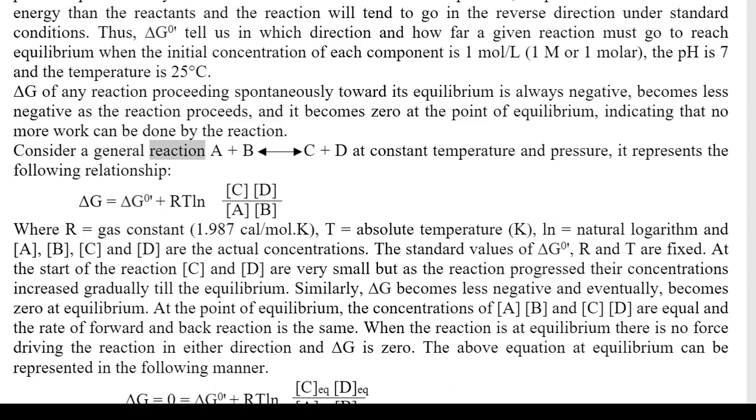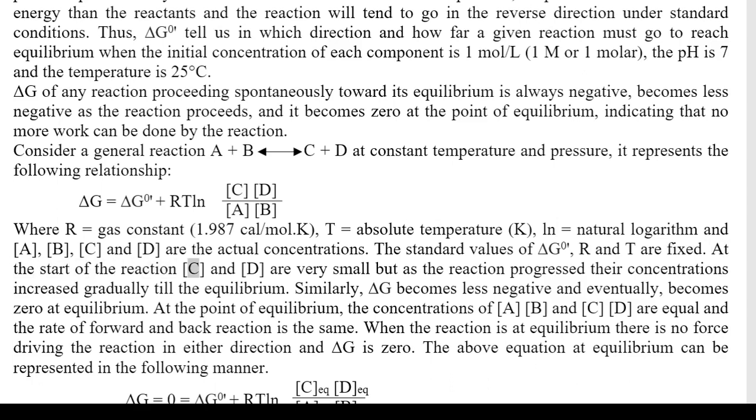Consider a general reaction A plus B gives C plus D at constant temperature and pressure. It represents the following relationship: ΔG equals ΔG0 plus RT ln [C][D]/[A][B], where R equals gas constant, 1.987 cal/mol·K, T equals absolute temperature in K, ln equals natural logarithm, and A, B, C and D are the actual concentrations. The standard values of ΔG0, R and T are fixed.